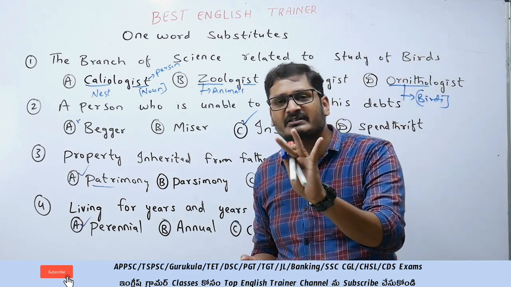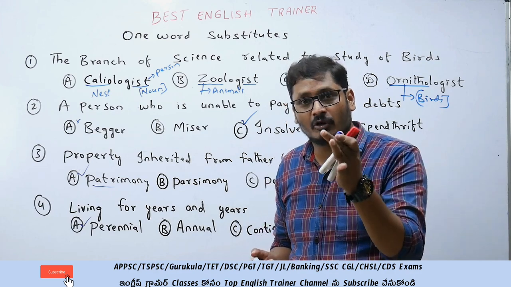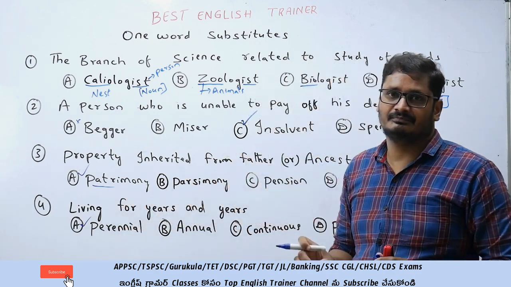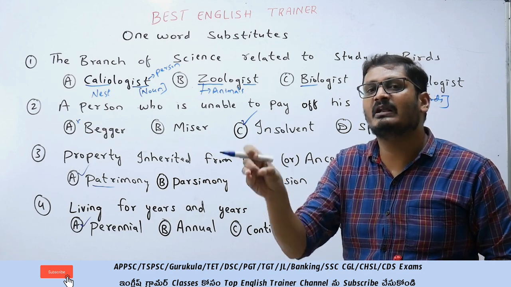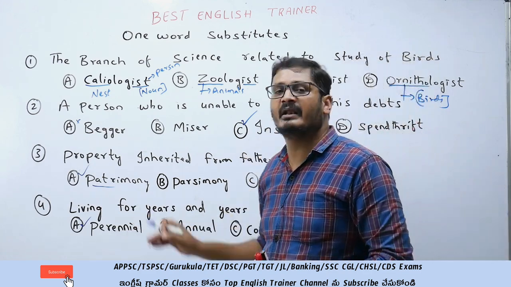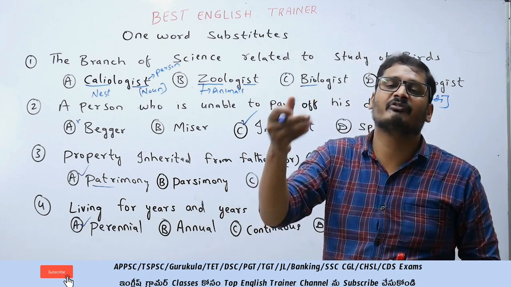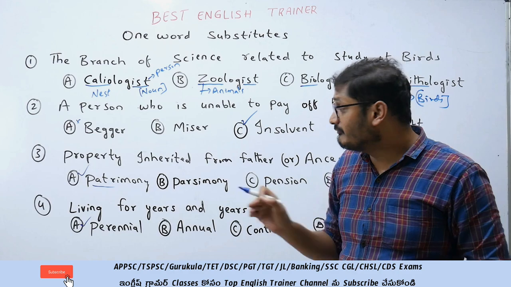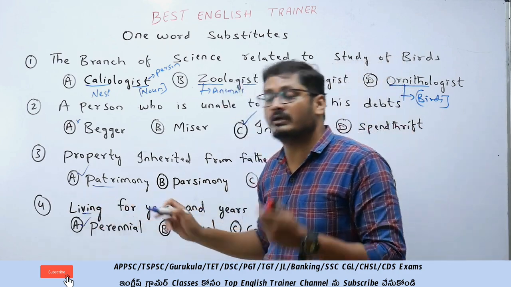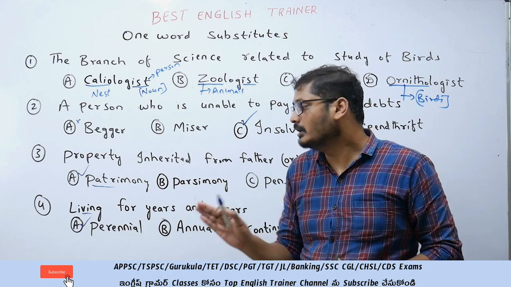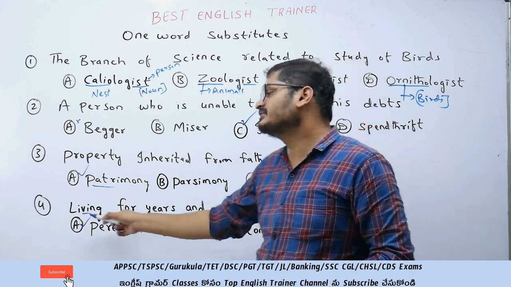For example, I said a permanent marker. Now do you think a marker is a living thing? No. A marker is not a living thing. But what are they asking? Living for years and years. So something that should be living for years and years. Now what is the answer? The right answer is perennial. Perennial is living for years and years. That's everlasting, and especially we use it for living things only. For example, a marker, do you think it is living? No. Okay. So finally what is the answer? Option A is the right answer over there.